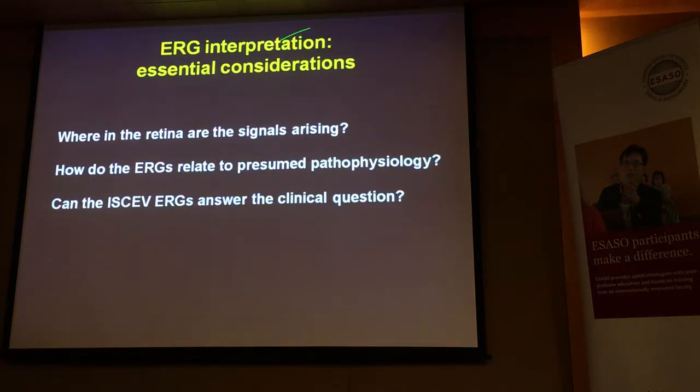Now, when you're interpreting ERGs, we've already just seen examples of this. You have to understand the disease, understand the signals. So you need to ask yourself, where are the signals coming from? How do they relate to physiology? Do the ERGs, this minimum from the ISO standard, can we actually answer the question?